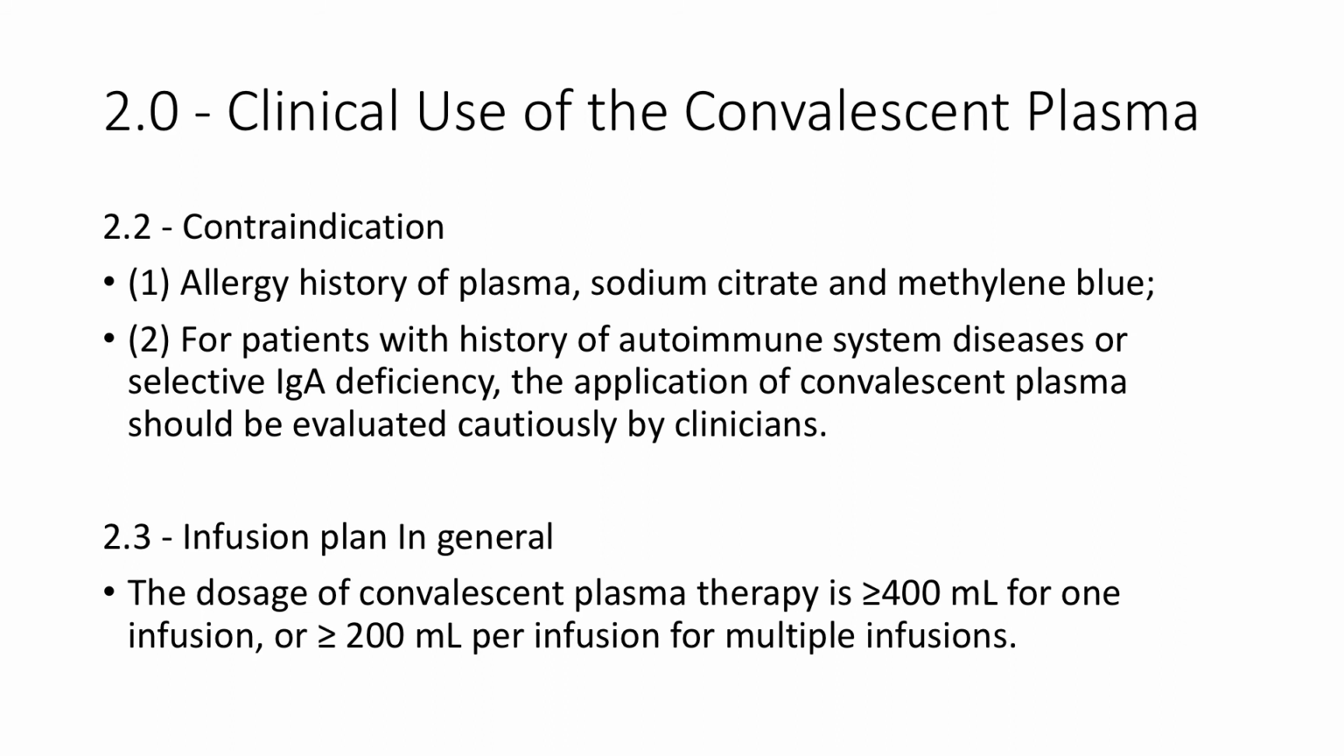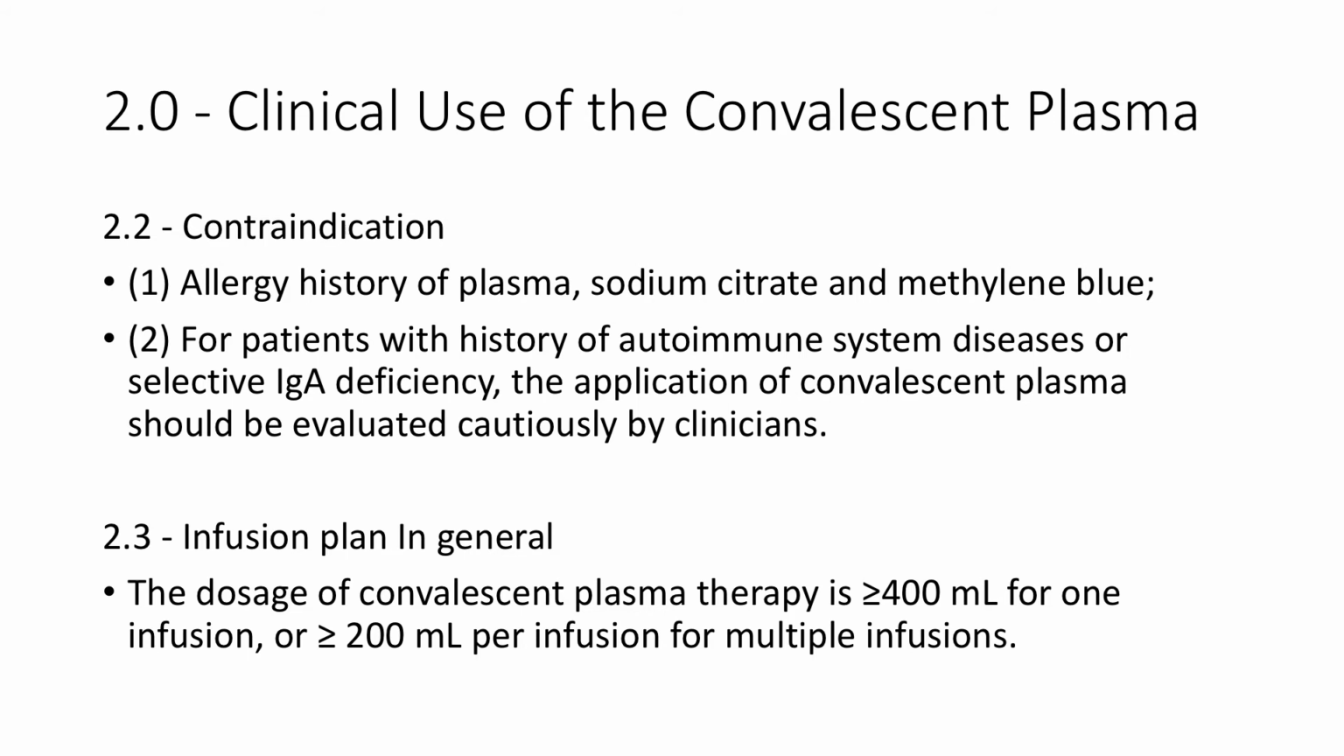2.2 Contraindication. 1. Allergy history of plasma, sodium citrate and methylene blue. 2. For patients with a history of autoimmune system diseases or selective IgA deficiency, the application of convalescent plasma should be evaluated cautiously by clinicians. 2.3 Infusion plan in general. The dosage of convalescent plasma therapy is greater than or equal to 400 ml for one infusion, or greater than or equal to 200 ml per infusion for multiple infusions.